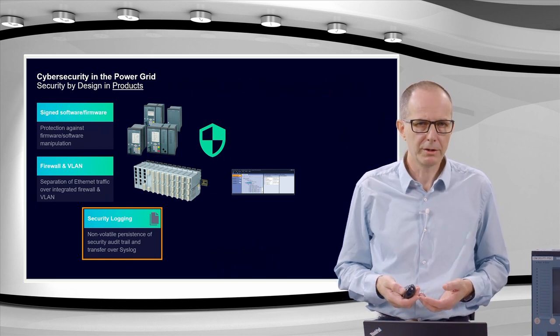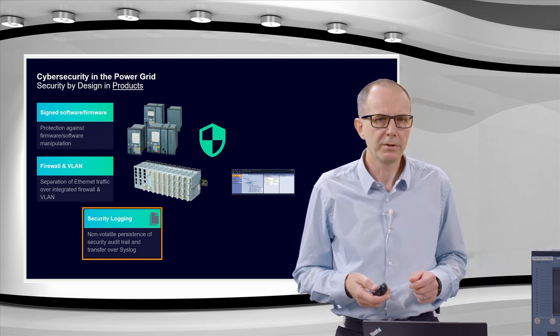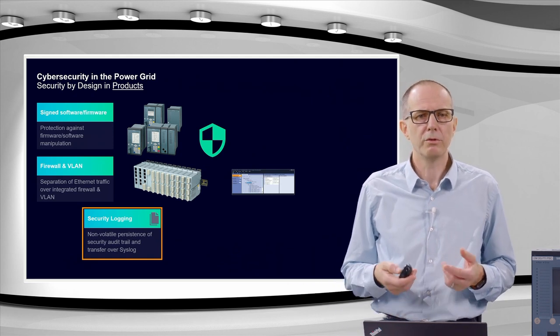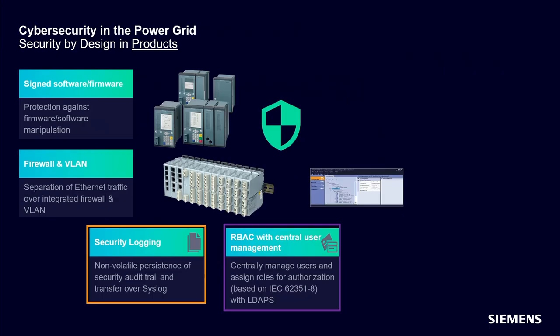Security event information is stored in non-volatile persistent memory and transferred over the syslog protocol to a syslog server. RBAC with central user management in an Active Directory is realized with roles predefined in IEC 62351-8. The communication between the protection device and the central user system is LDAPS, and the roles are defined securely in certificates.